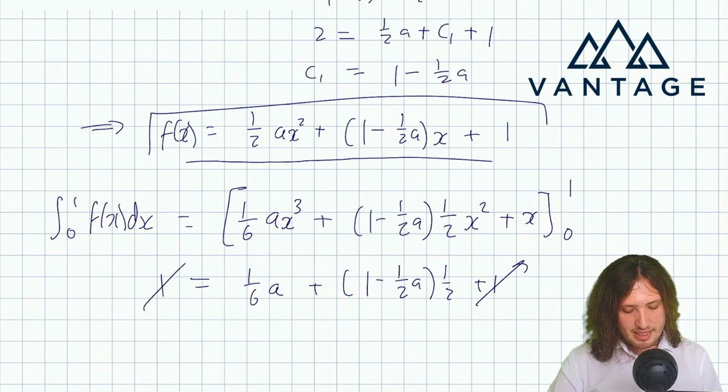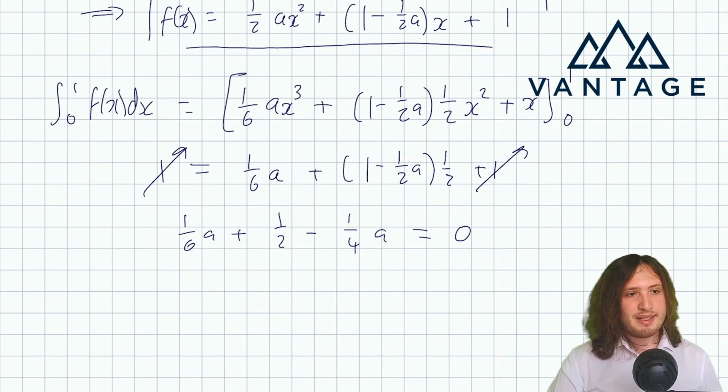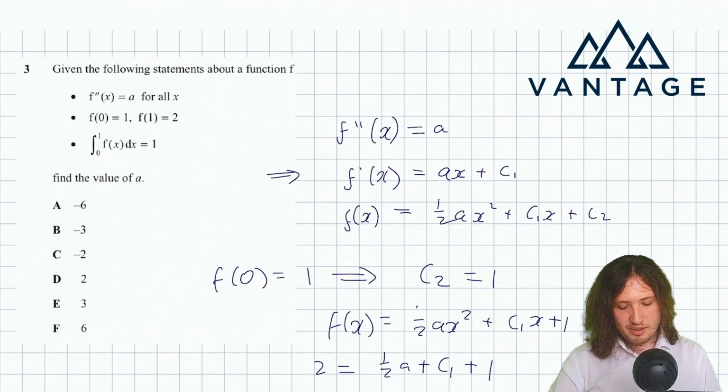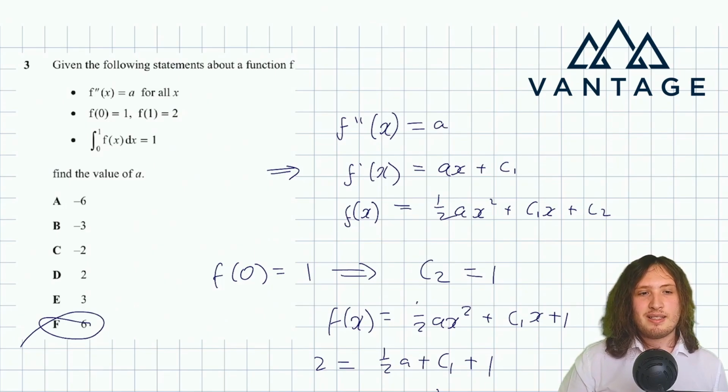So these terms cancel. And if I expand the brackets, I've got a sixth a plus a half minus a quarter a is 0. So this is nice and easy to solve. A sixth minus a quarter, well, a sixth is going to be 4/24. A quarter is going to be 6/24. So we get minus 2/24 a, which is really minus a 12th a, plus a half is 0. So that means a 12th a is a half. So that tells me a is going to be equal to 6. Let's hope that's one of the options. Yes. So the correct answer is F.